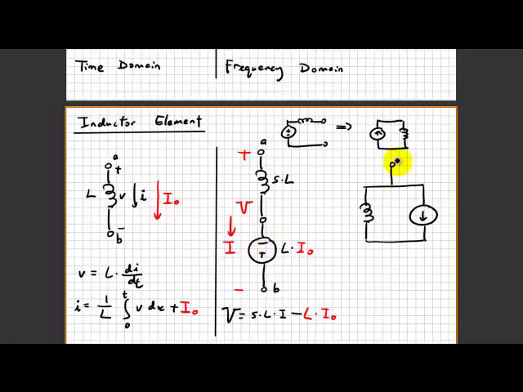So I'm going to label all the elements right now. So this is sL, which is jωL. And then this is a current source of I0 over s, right? This is coming from this part, which is the time domain. When you go to the frequency domain, you will have to divide by s by looking at table 13.1. So you have the I naught divided by s in this case.